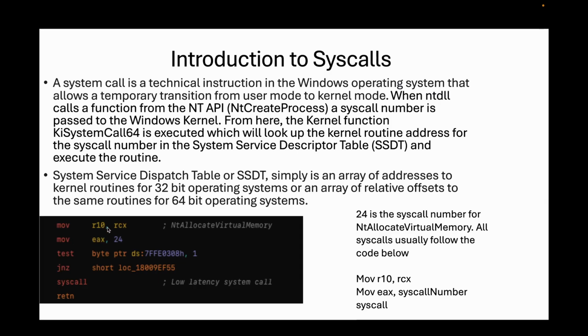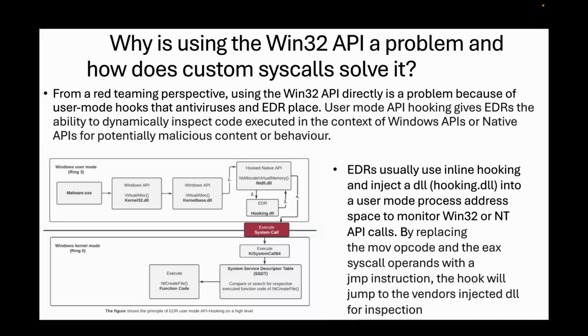In this assembly code example, we have a syscall stub, and we'll be using NtAllocateVirtualMemory as the example. So 0x18 is the syscall number for NtAllocateVirtualMemory, and all syscalls usually will follow this stub right here. The value of RCX gets moved into R10, the syscall number gets moved into the EAX register, and then we have the syscall instruction.